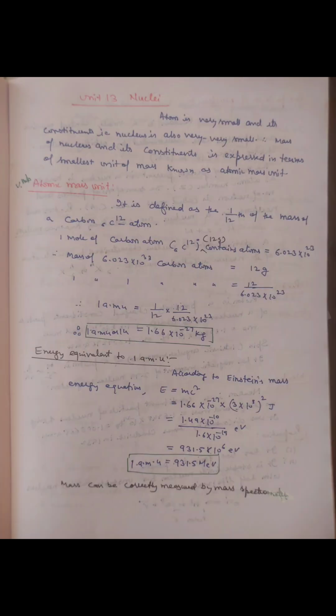Unit 13: Nuclei. Mass of nucleus and its constituents is expressed in terms of the smallest unit of mass known as atomic mass unit. Atomic mass unit is defined as 1/12 the mass of one carbon atom. It comes out to be equal to 1.66 × 10^-27 kg. Energy equivalent to 1 AMU is 931.5 mega electron volts.